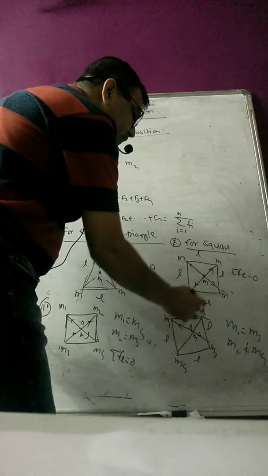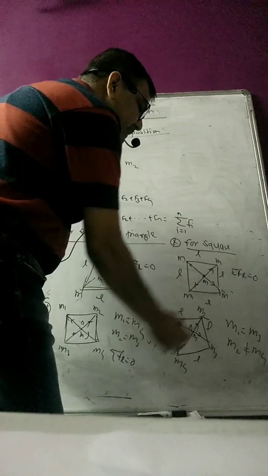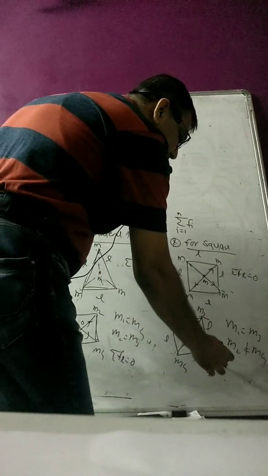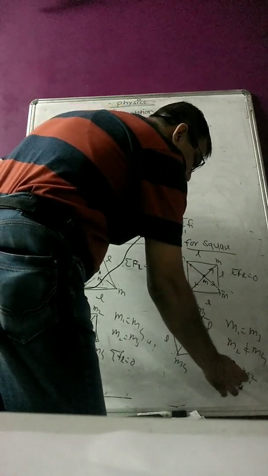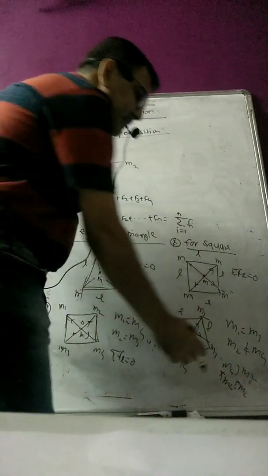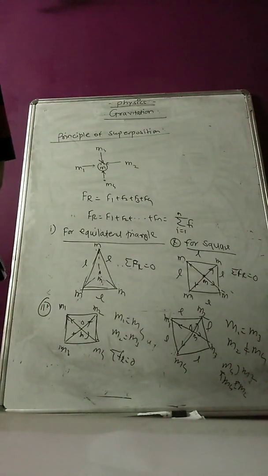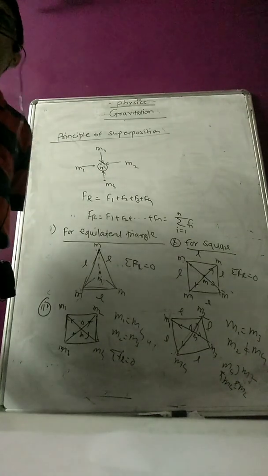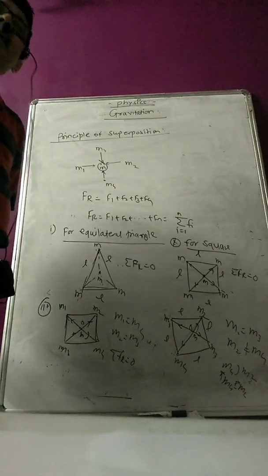But as m2 and m4 are different, whichever mass is more, there will be a subtraction of these two forces. Suppose m4 is greater than m2, then we calculate the force exerted by m4 minus the force exerted by m2. So you always subtract the smaller force from the larger force. This is all about the principle of superposition. Now we can proceed to gravity.